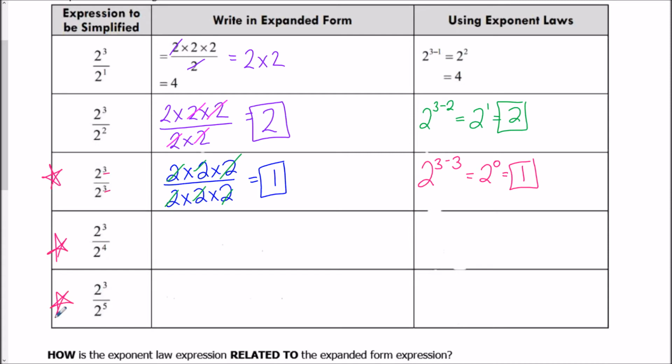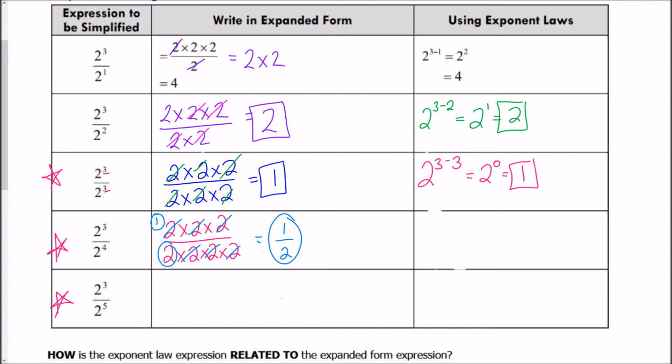Now for the next one, we've got 2 to the power of 3, so 2 times 2 times 2 over 2 to the power of 4, so 2 times 2 times 2 times 2. This one's a little bit trickier because these 2's cancel, these 2's cancel, these 2's cancel. I'm left over with 1 on top and 2 on the bottom, so I actually end up getting 1/2 as my answer here. So we end up getting a fraction.